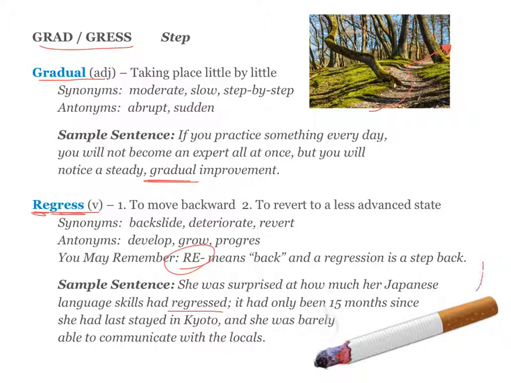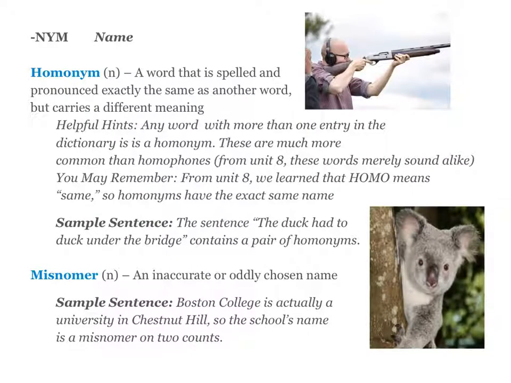I have a cigarette here because you can also regress when you are overcoming bad habits. So if someone quits smoking and then they regress, it means they're going back to that bad habit. Your next root is nim, which means name.